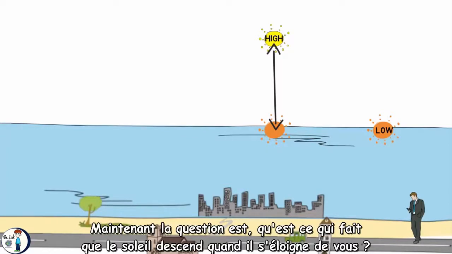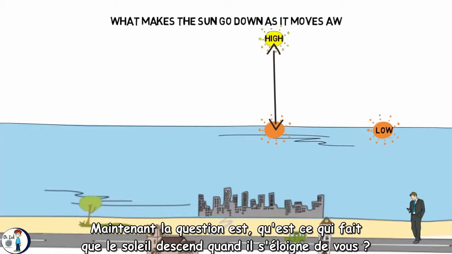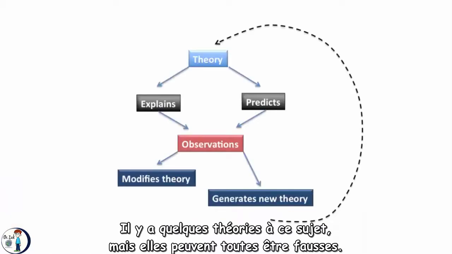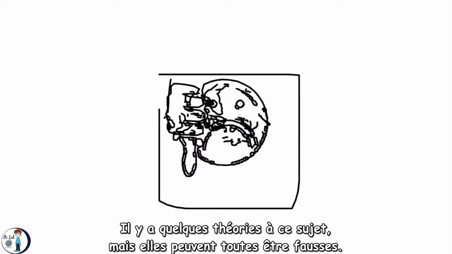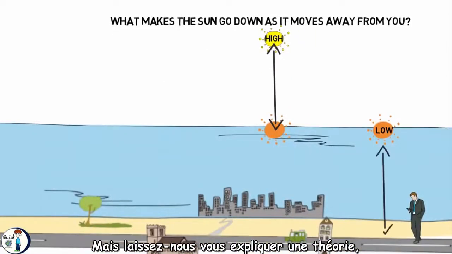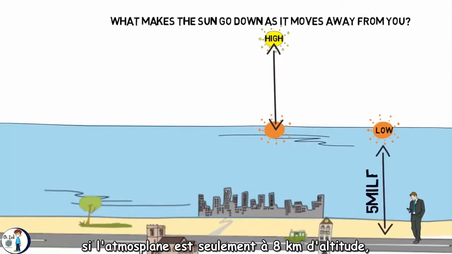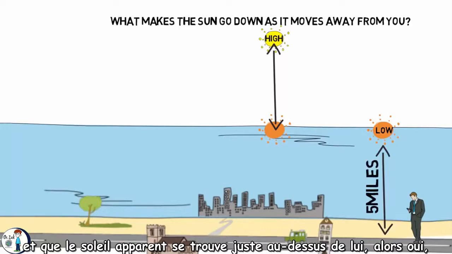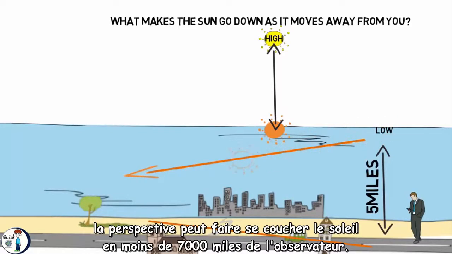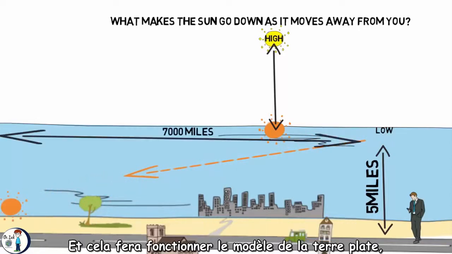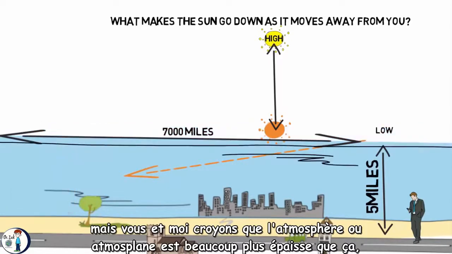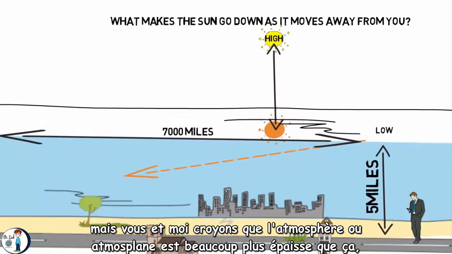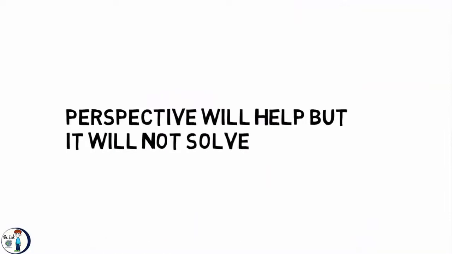Now the question is, what makes the sun go down as it moves away from you? There are a few theories about this, but they can all be wrong. But let us explain one theory. If the atmos plane is only 5 miles up and the apparent sun is right above it, then yes, perspective can make the sun go down in less than 7,000 miles away from the observer. And this will make the flat Earth model work. But you and I believe that the atmos plane or atmosphere is a lot thicker than that, therefore perspective would help a little, but not a lot.